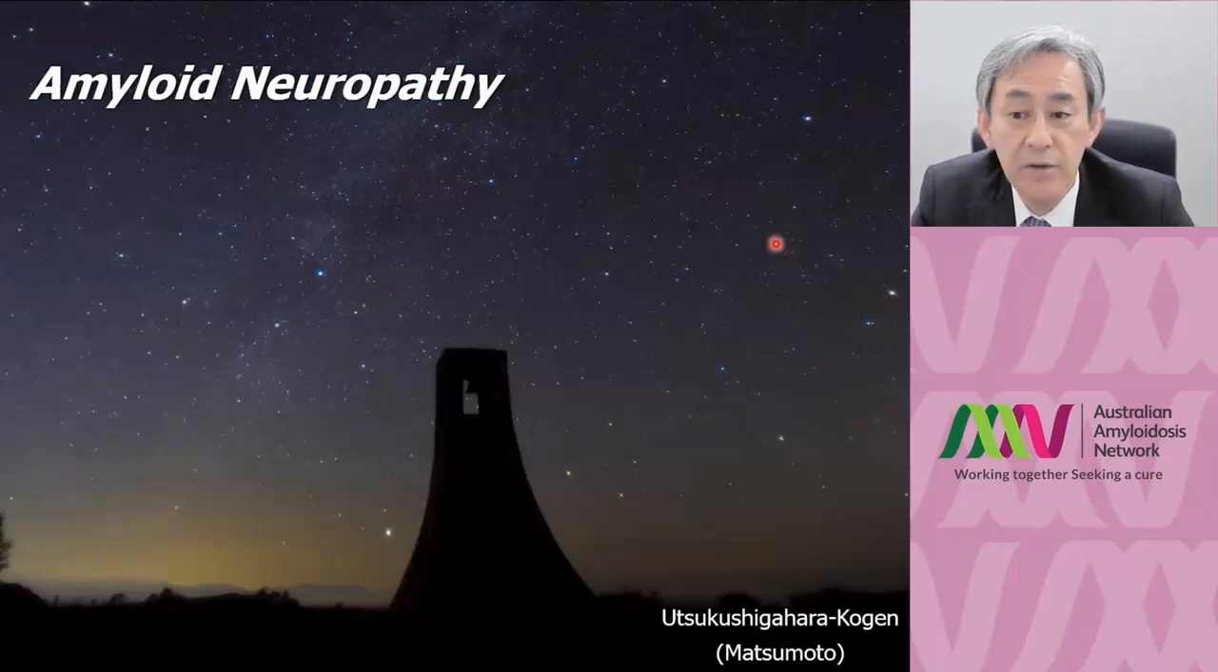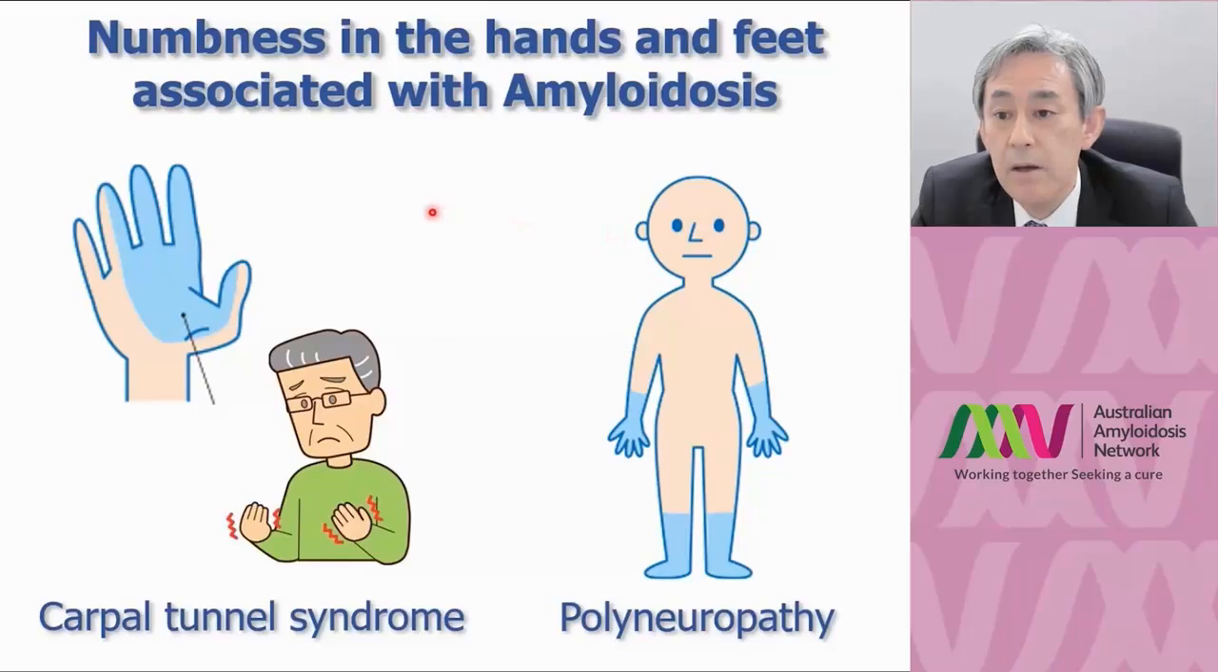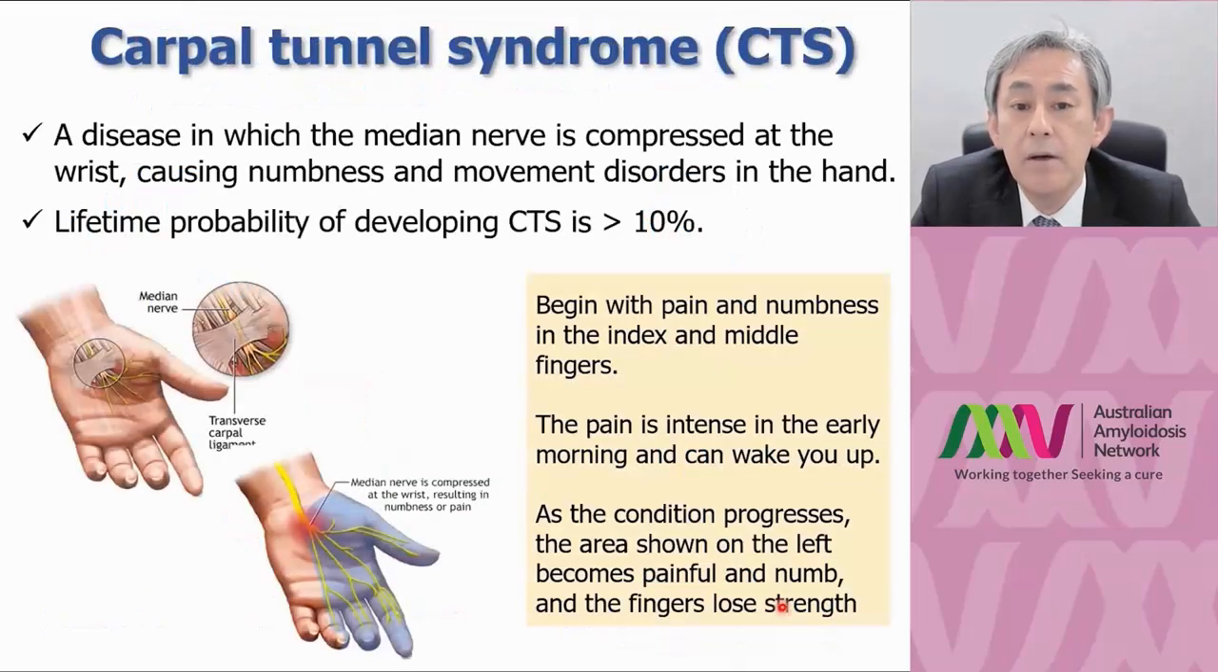So next, I'd like to talk about amyloid neuropathy. The important causes of numbness in the hands and feet associated with amyloidosis are carpal tunnel syndrome and polyneuropathy. Carpal tunnel syndrome is a disease in which the median nerve is compressed at the wrist, causing numbness and movement disorders in the hand. The lifetime probability of developing carpal tunnel syndrome is more than 10%.